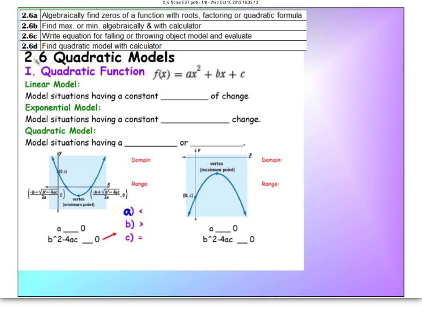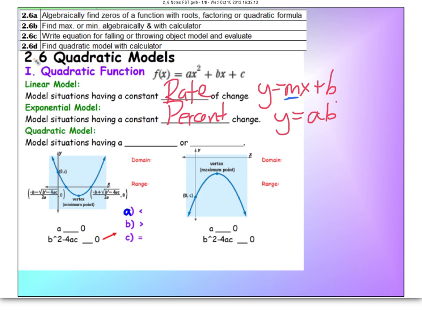Before we dive into the quadratic models, let's just revisit what a linear model is again. It models situations that have a constant rate of change, and the constant rate of change on a linear model is actually found within its slope. Now, we've looked at exponential models. What those do is they model situations having a constant percent change. And that constant percent change, when we look at the format of an exponential, is actually the growth or decay factor, or the b value.